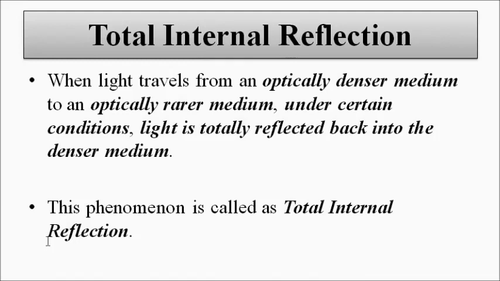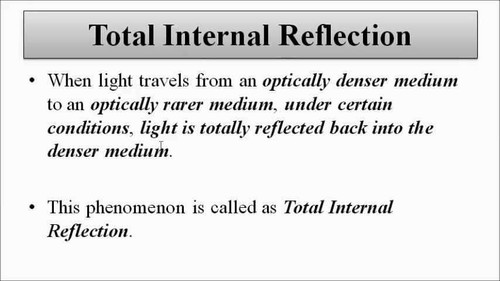Optically denser medium means a medium which has higher refractive index, to an optically rarer medium, a medium with a lower refractive index. So when light travels from an optically denser medium to an optically rarer medium, under certain conditions, light is reflected back into the denser medium.